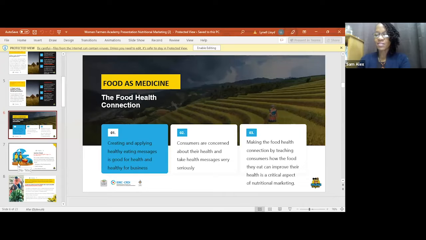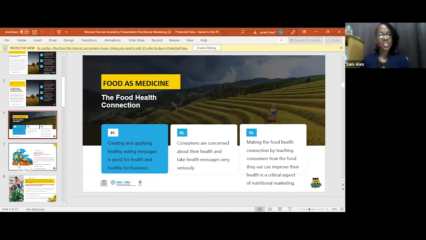The marketing movements to consider: 1, nutritional information and statistics; 2, fortified food and drinks; 3, green and organic food; 4, plant-based diets; and 5, food as medicine. So these are the nutritional marketing movements. These are the persons, the groups we're targeting. That is what they're interested in. So let's talk about the food health connection.